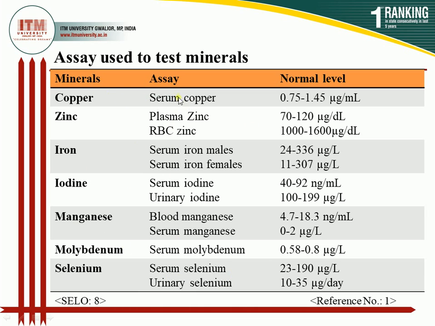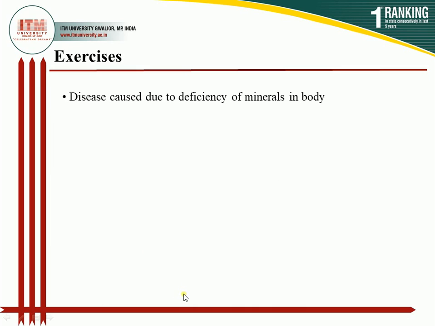Like, we have to take serum of human beings, either male or female, so we can check the copper level. In the same way, for zinc, plasma or RBC; for iron, separately male and female serum; and for iodine, serum and urinary; for manganese, blood and serum. In the same way, molybdenum serum, and selenium serum and urinary.